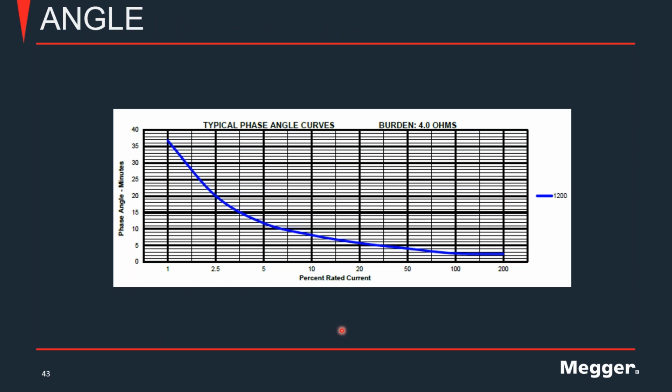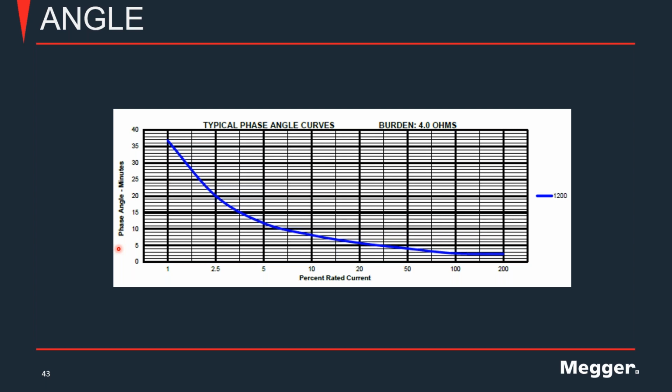Now, I wanted to, at the end, present the phase angle minutes and curves. This is a typical phase angle curve that you would see for a CT, and these curves are presented for a particular burden. If you have more than one curve in one of these graphs, it means that it's presented for a different burden. If you had 2, one would be presented for 4 ohms, but the other one would be presented for, let's say, 8 ohms or something like that.